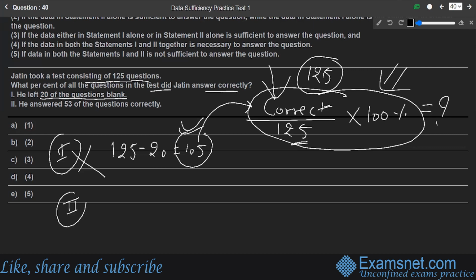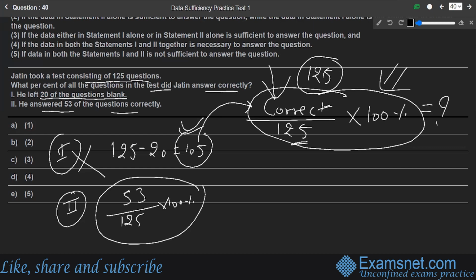Let us check statement number 2. Statement 2 says he answered 53 of the questions correctly. So the correct value is mentioned in statement 2, that is 53 divided by 125 into 100%. By solving this expression, we can find the percentage as asked in the question. So statement 2 alone is sufficient and statement 1 was not sufficient. So clearly option B is the right answer.